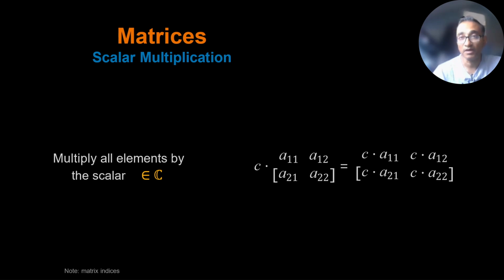You can also multiply a matrix with a scalar, such that the scalar value is multiplied by all the elements of the given matrix. The subscripts A11, A12 here mean the matrix indices. So they do not represent the number, but the place of that element in the matrix.